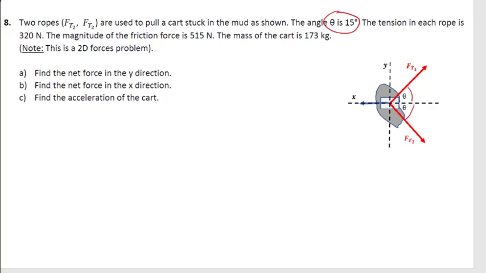An object of mass 9.3 kilograms rests on an inclined plane. These forces are used to pull a ramp cart that's stuck in the mud. The angle of the ramp is 23 degrees. The angle is 15 degrees. Find the magnitude of the friction force.